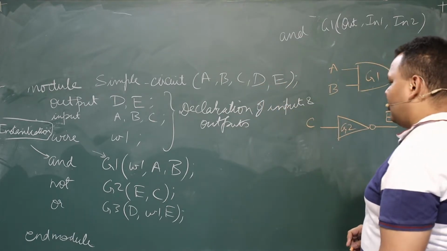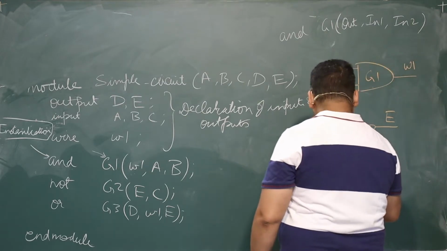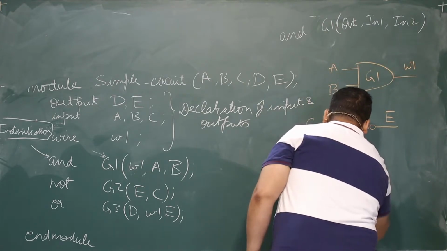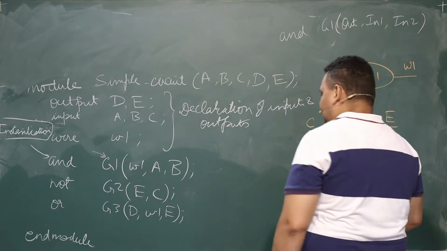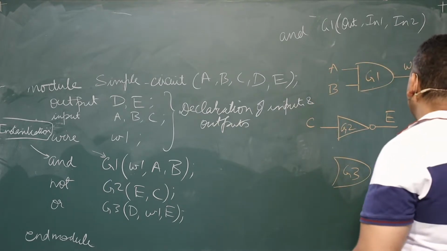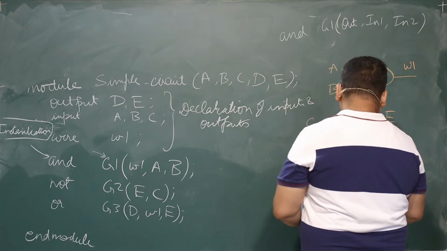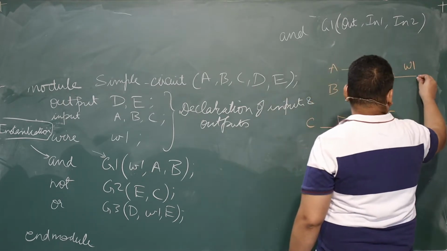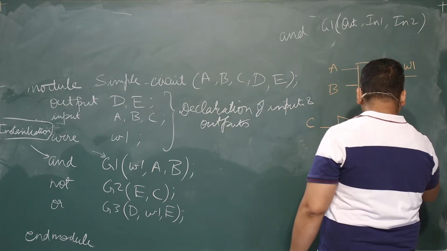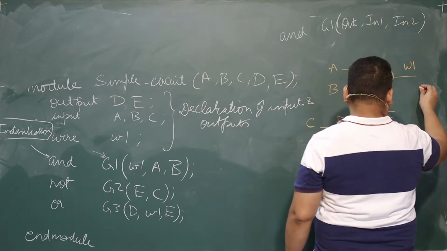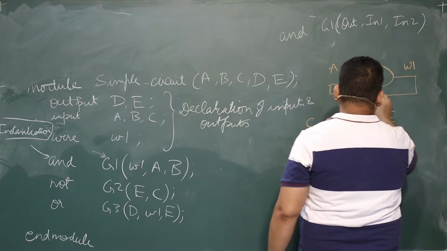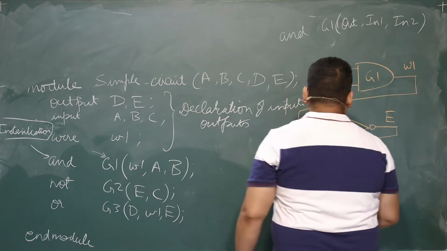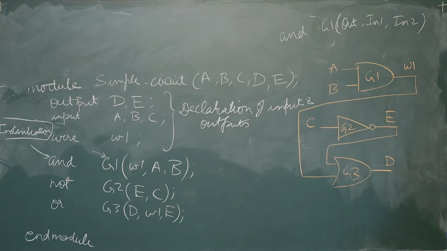And finally we have an OR gate. What is the name of that OR gate? It is G3, and D is the output. D is the output and the inputs are E and what? What is the other input? W1. So what are we effectively doing here? What is the final output?